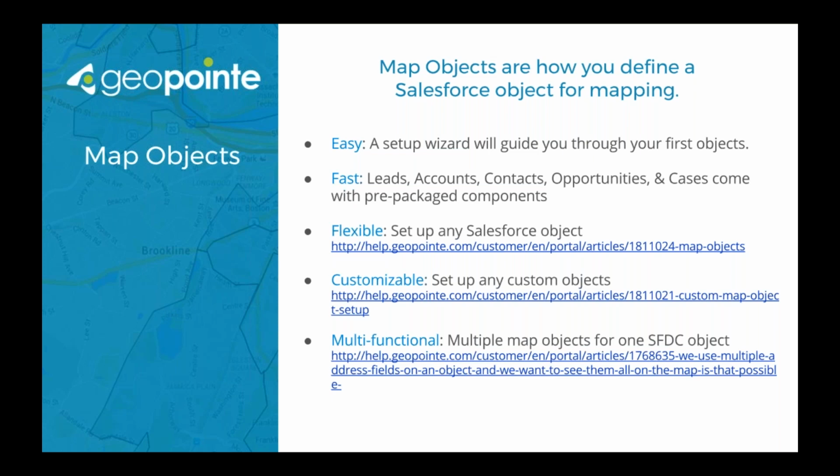On top of that, if you have multiple addresses on a particular object, say on accounts, you can have a billing address and a shipping address. Often people are using both of those pretty regularly. If you need to see both of those on the map, you can also do that.